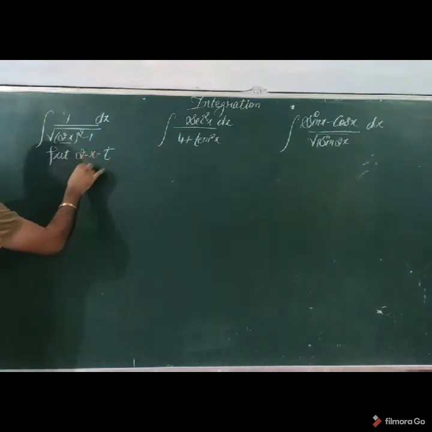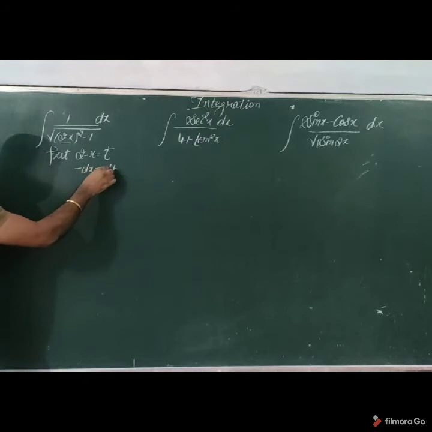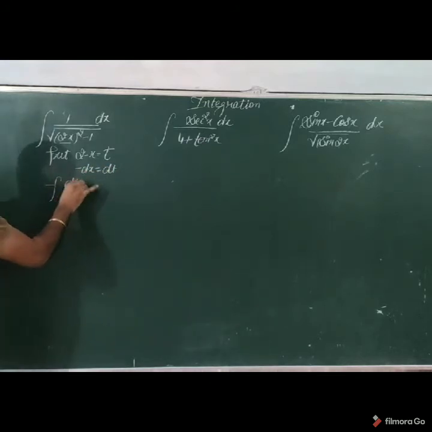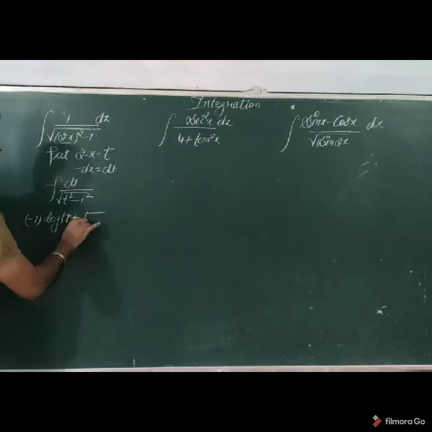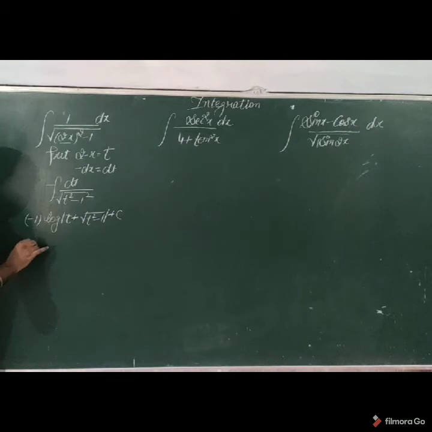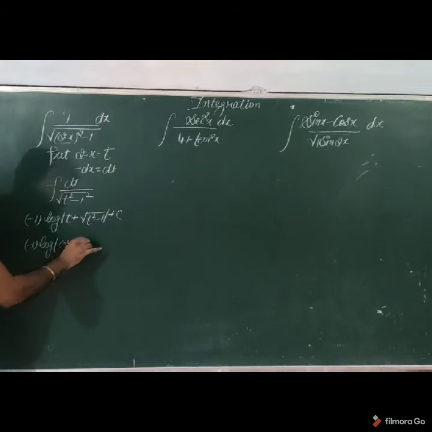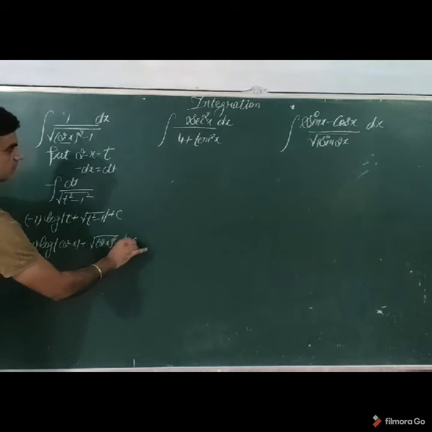Derivative of 2 is 0, derivative of x is 1. So minus dx is equal to dt. But we are having only dx, so shifting the minus sign to the right hand side, we get minus dt over square root of t square minus 1. 1 can be written as square of 1. Now it becomes the x square minus a square formula, which is given by log of x plus square root of x square minus a square plus c. Replacing the value of t back, we get minus 1 times log of t, which means (2 minus x) plus square root of (2 minus x) to the power 2 minus 1, plus c.